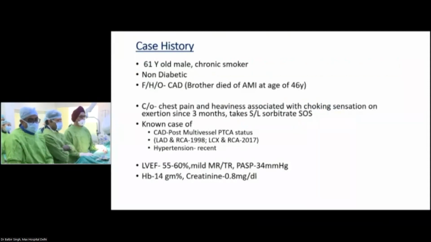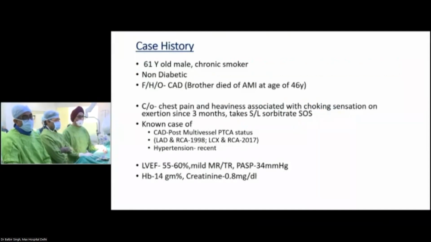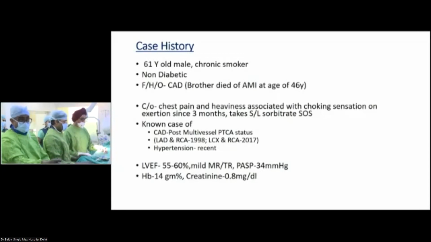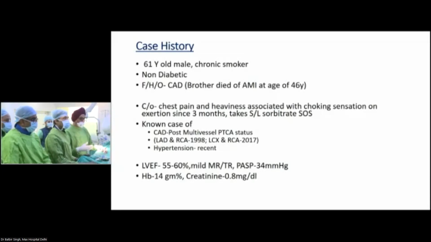And since he was doing well, from 1997 to 2017 he did well. And then he had a stent in 2017 to the LAD, the LCX and RCA. So we'll show you the 2017 stenting because this will have some implications for his present problem, because he's come back with serious problems within 6 years.